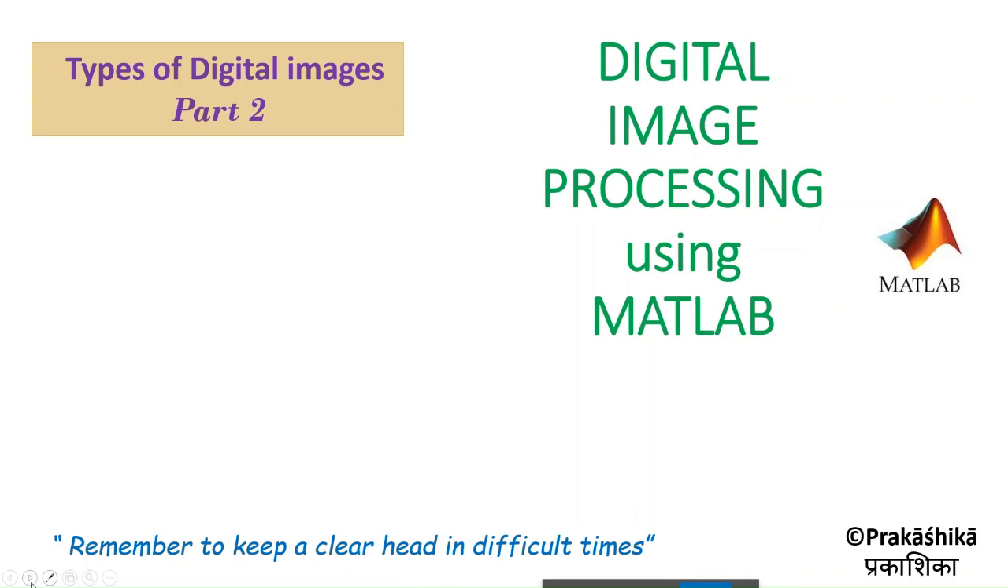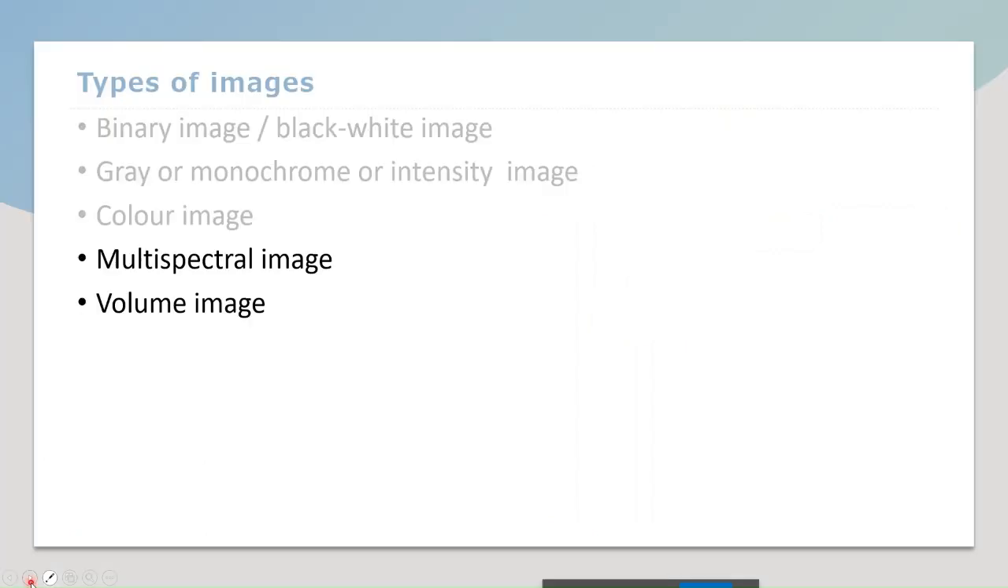Good evening, everyone. In the playlist Digital Image Processing using MATLAB, we have understood what is a binary image, a grayscale image, and a color image in the previous video. In this video, let us understand what is a volume image, a multispectral image, and the real life scenarios where all these different types of images are used.